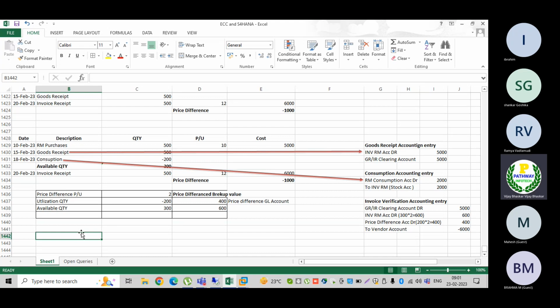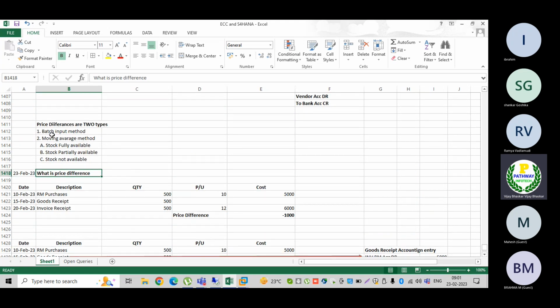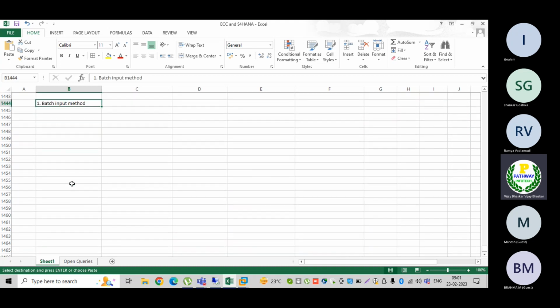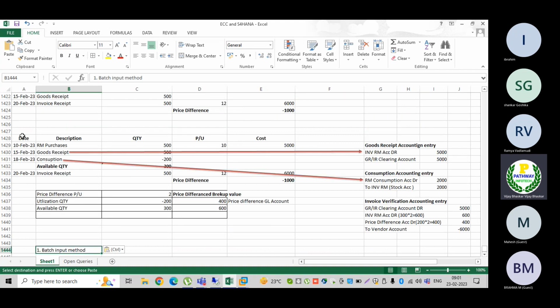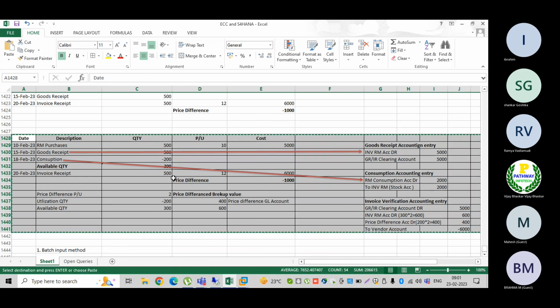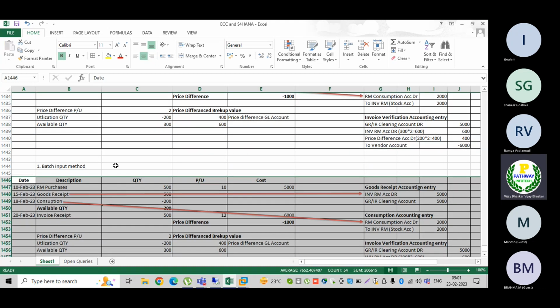Now we understand that one: the price differences, what a price difference is. We have had the detailed discussion. Now let us jump into the batch input method and see how it will work. First we'll discuss the batch input method. What is the batch input method? I will take the same example that I took here, so that it will be easy for us to understand.